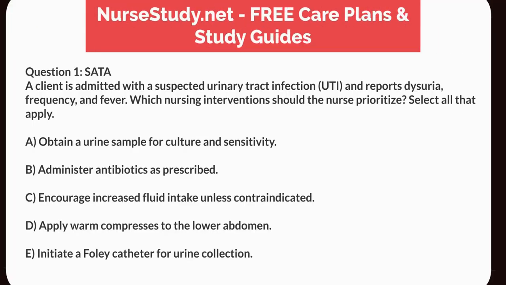Question 1. SATA. A client is admitted with a suspected urinary tract infection, UTI, and reports dysuria, frequency, and fever. Which nursing interventions should the nurse prioritize? Select all that apply. A. Obtain a urine sample for culture and sensitivity.